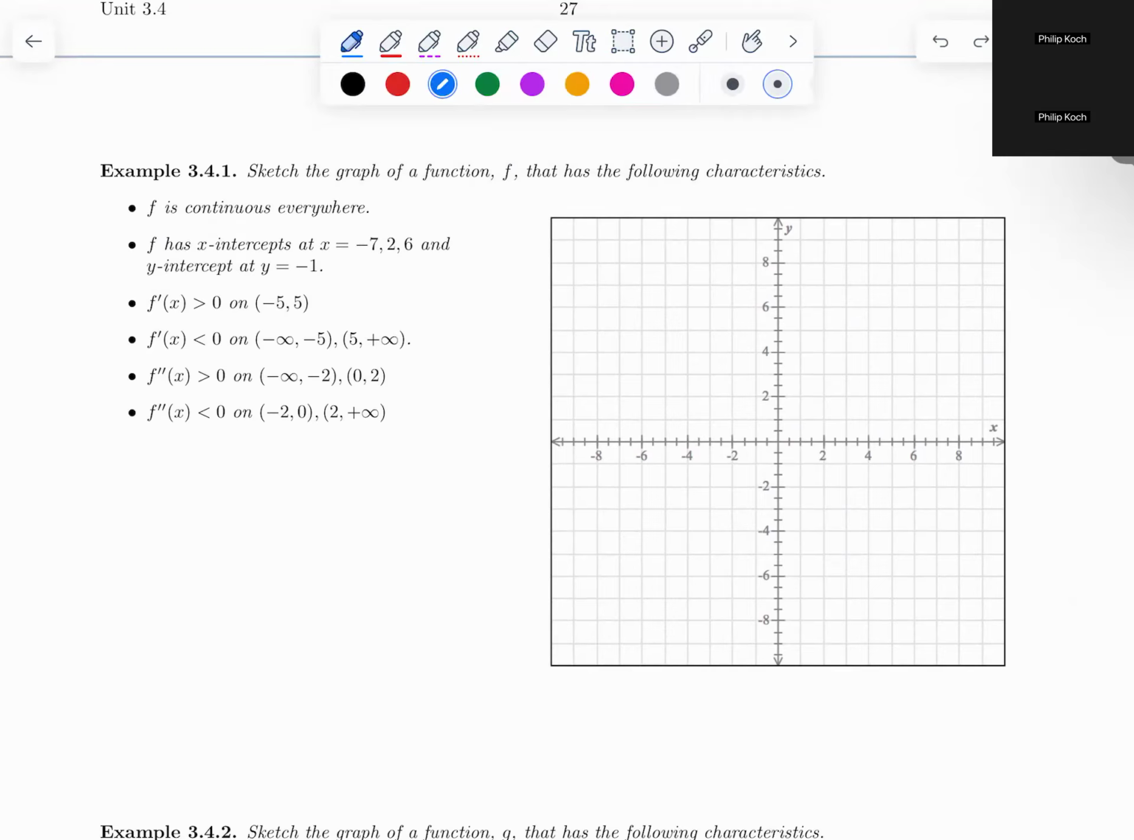I'm going to color code this portion in, let's use purple. The intercepts. I know I have an intercept at -7 right there, at 2, and at 6. Those might play a role, they may not. And then we have a y-intercept at -1 right there.